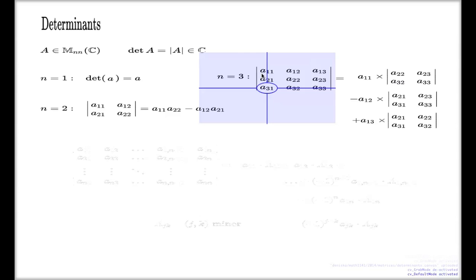Well, one day you probably will see that, but it's a little bit beyond what we do here. In fact, not only can you use the first column, you can use any other column or any other row. And every time it will deliver the same number. Think about that. It doesn't matter which way you do this procedure.